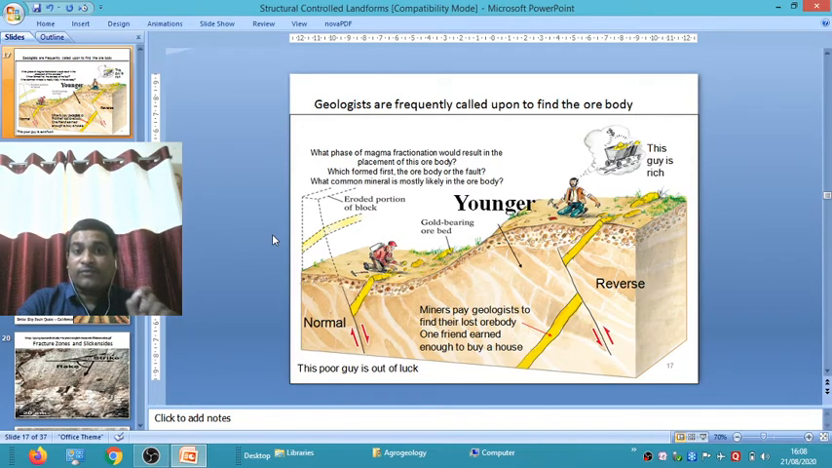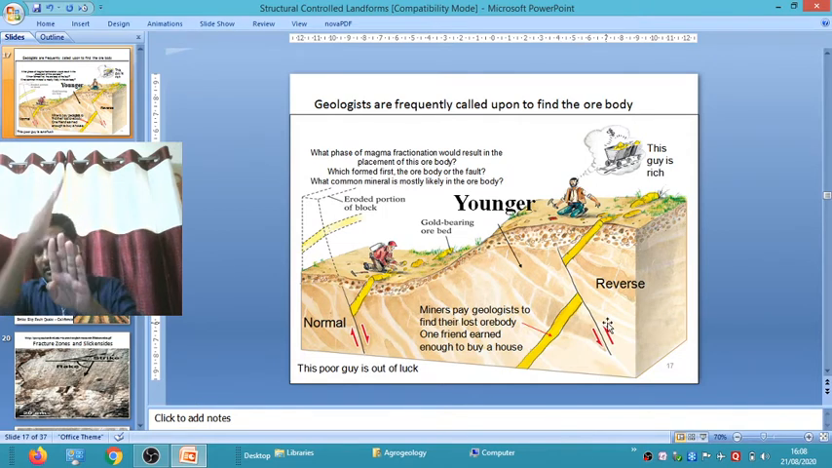Which formed first, the ore body or the fault? What common minerals are most likely in the ore body? Minerals pay geologists to find their lost ore body. One friend earned enough to buy a house. This is the fault. This is the fault plane. The line between the hanging wall and footwall is called the fault plane.